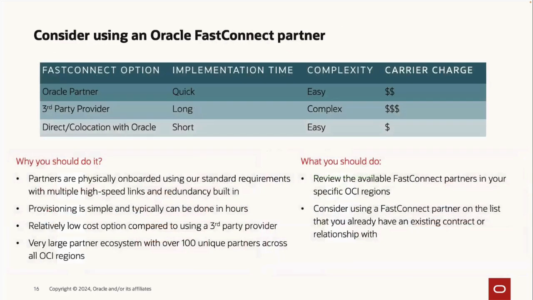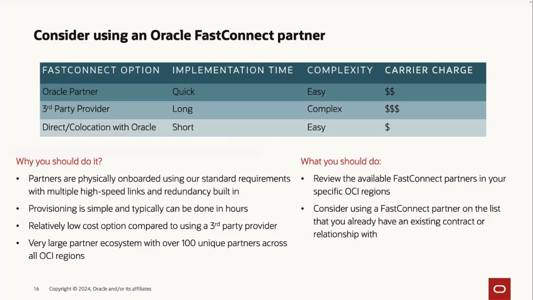When it comes to FastConnect, another best practice or recommendation from us is to consider using a partner for FastConnect. FastConnect comes in a few different models. There's a direct connection. There's a third party where you, as the customer, bring in some third party carrier maybe for the connection. But if you can find a partner that you can use, the partners are already physically onboarded into our data centers and our POPs with the appropriate level of bandwidth and redundancy already built into it. So if you use one of these partners, you get a certain level of redundancy already.